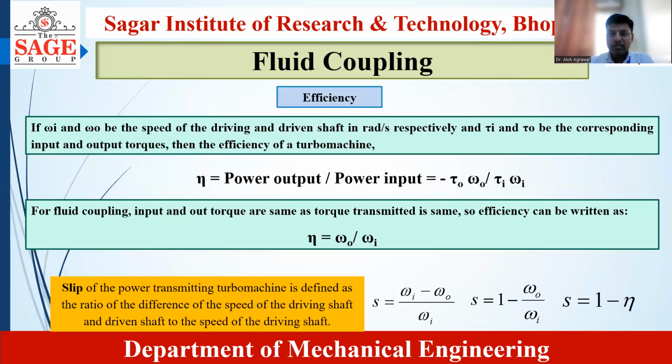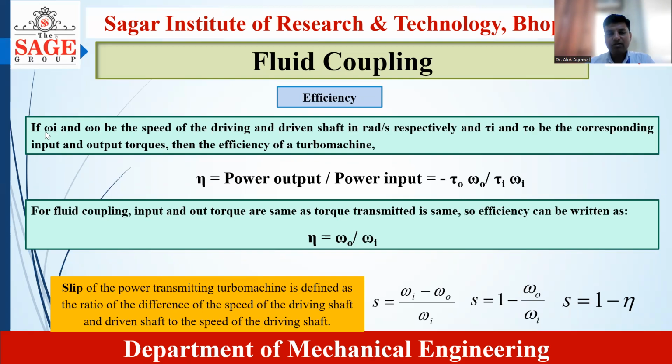Now, let us see what the efficiency of a fluid coupling is. Consider that the speeds of the driving member and driven member are given by omega I and omega O, where I is for inlet and O is for outlet. So this is the input shaft, and this is the output shaft.